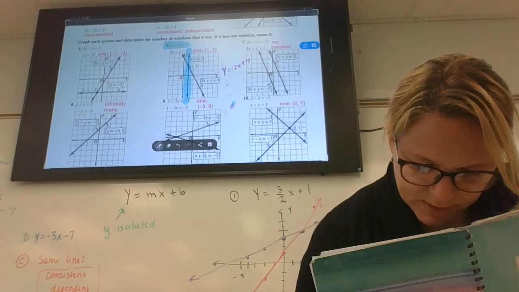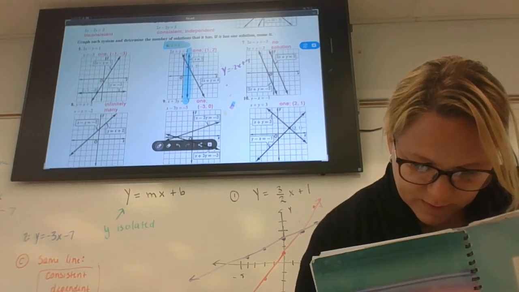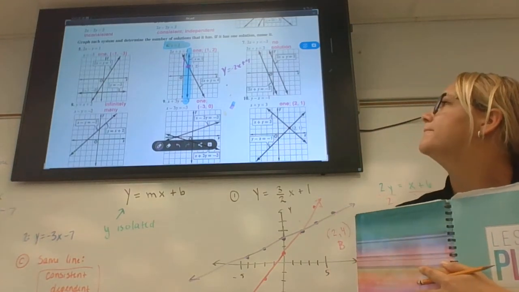So the other line you would start at 4 and go down 2 over 1, and you see they cross right there on that purple dot.